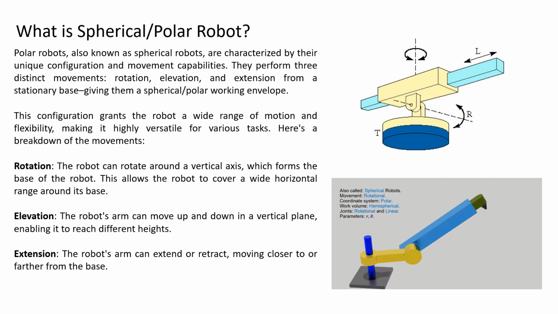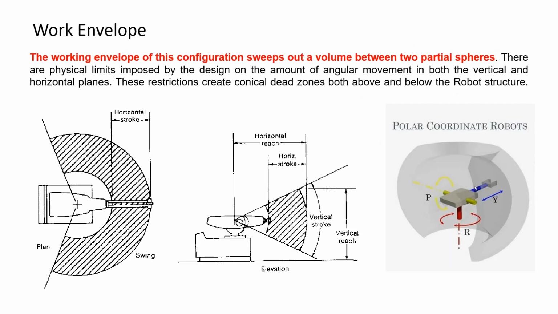It is having the rotational movement, and the coordinate system is polar. That's how it is also called a polar robot. Then joints are rotational and linear, and the work envelope we will check out. So this is the work envelope. We know the working envelope of this configuration forms a volume between the two partial spheres. So here we can see what the work envelope is. So this is the work envelope for polar coordinate robots, or polar or spherical robots.